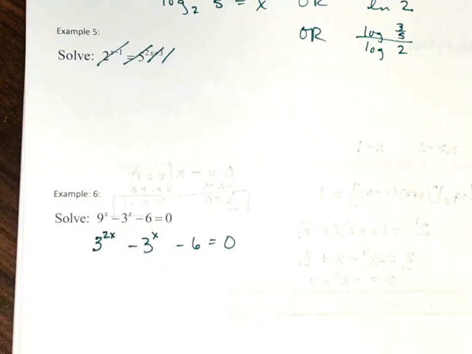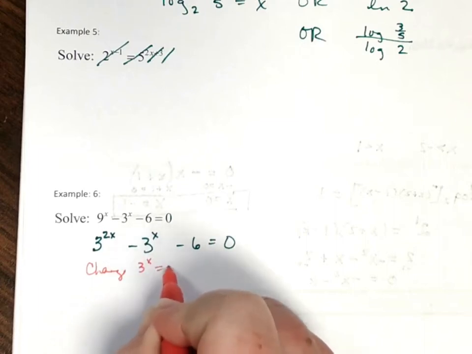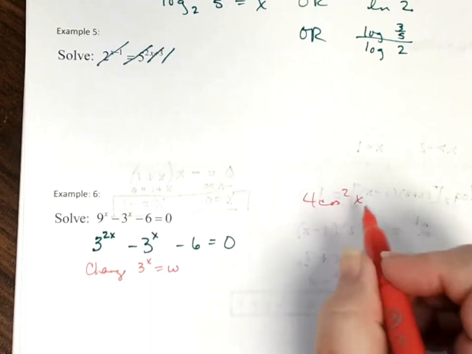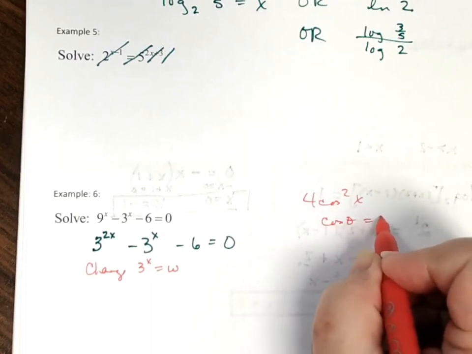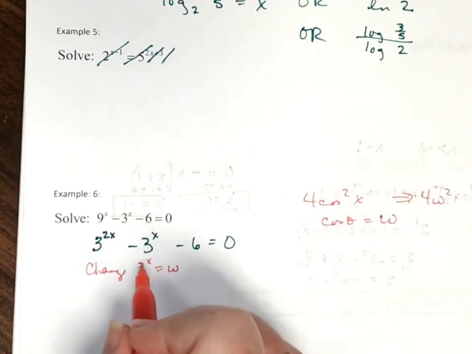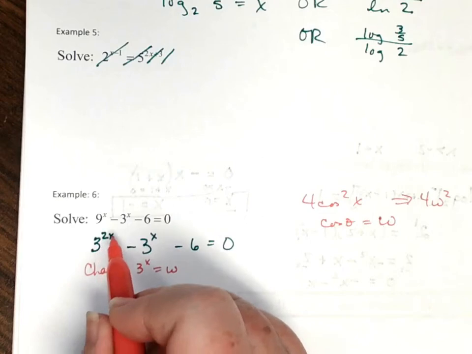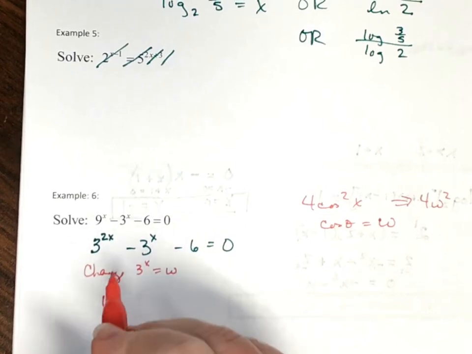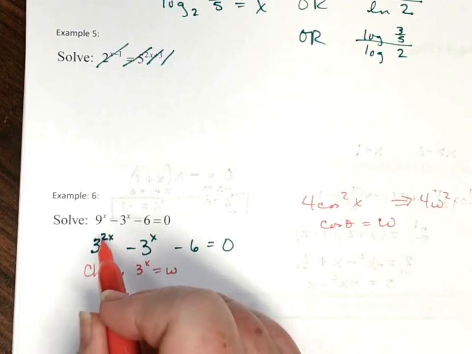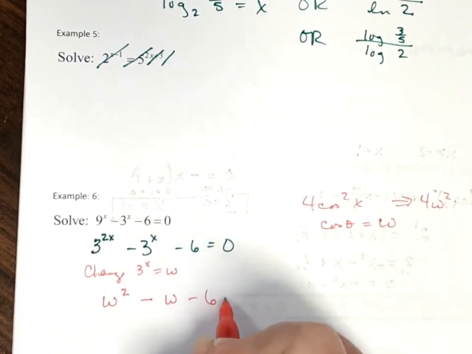What if I looked at this and I told you I kind of see a quadratic in there? The way I'm going to see the quadratic is I am going to change 3 to the x to the letter w. Remember when we had 4 cosine squared of x, I told you you could replace cosine of x with just the letter w so that you could rewrite that as 4w squared? Well, we're going to do the same thing. So if I take 3 to the x here and replace it with the letter w, do you notice there's still a squared? Because 3 to the x became w, but there's still a squared right there. Minus 3 to the x, which I'm going to replace with w, minus 6 equals 0.